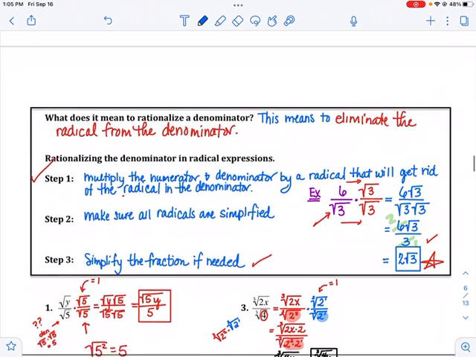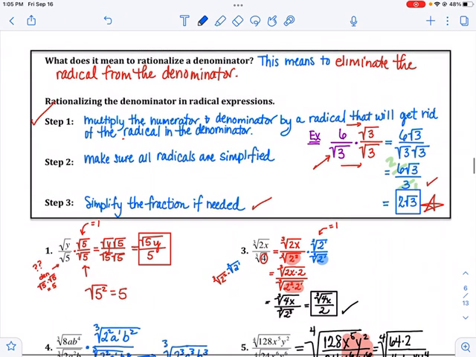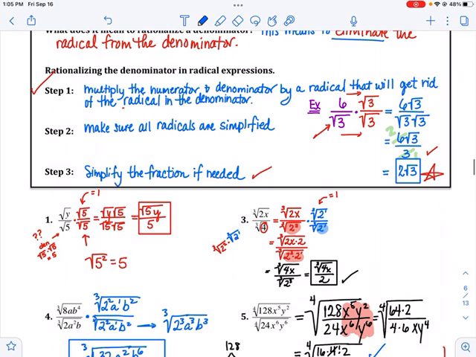And then using rationalization, radical rationalization, so many RA words. So what does it mean to rationalize the denominator? It means to eliminate the radical from the denominator. So what we do is we multiply the numerator and the denominator by a radical that will get rid of the radical in the denominator. That's the process.